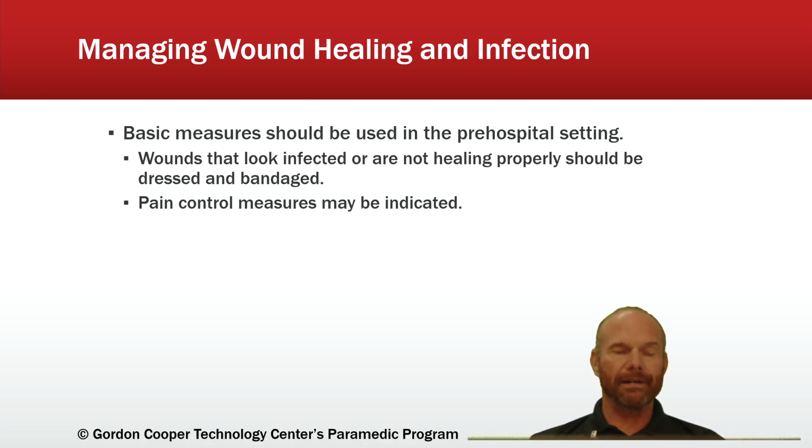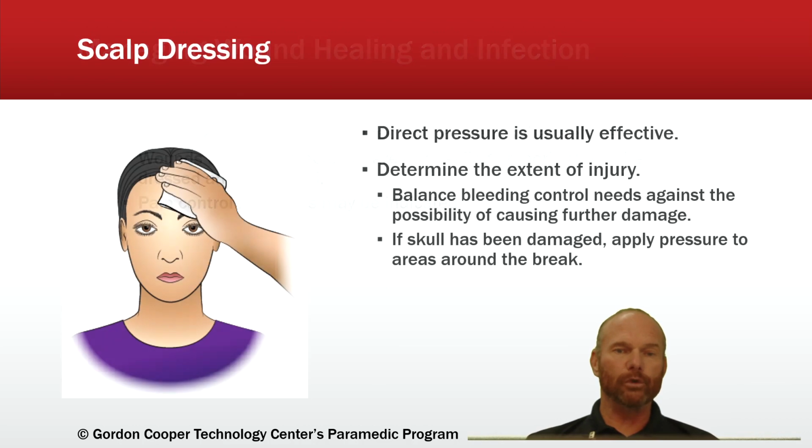So we're going to mostly talk throughout this about taking care of some specific injuries. As we talk about managing wound healing and infection, basic measures should be used in the pre-hospital setting. So when we're talking about dressing and bandaging, wounds that appear infected or not healing properly should be properly dressed and bandaged to promote healing and prevent further infection. And of course, there's pain control. As we look down our slide, those control measures may be indicated to manage some discomfort associated with that wound.